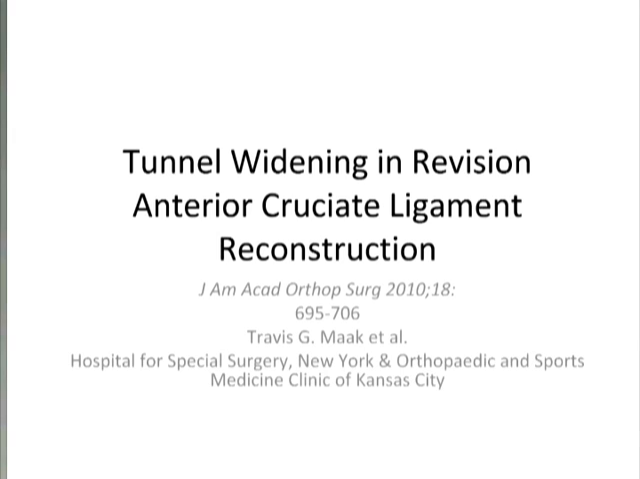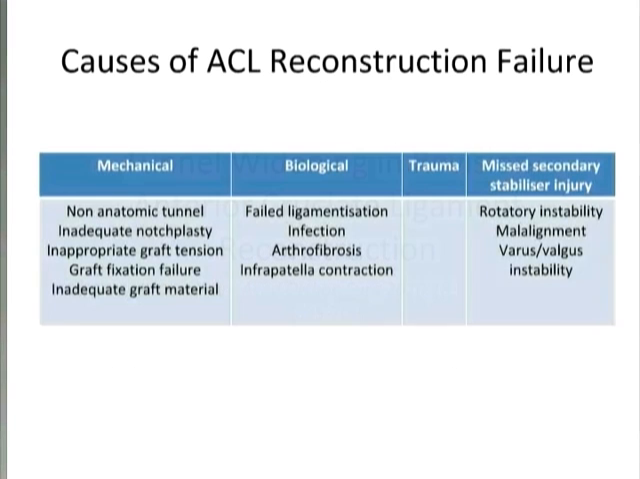So what are the causes of ACL reconstruction failure? Well, they're split into four main classifications: mechanical, biological, new trauma, and a missed secondary stabilizer injury. So the mechanical problems can be a non-anatomic tunnel, an inadequate notchplasty, inappropriate graft tension, graft fixation failure, or paucity of graft material. The biological problems can be failed ligamentization of the graft, infection, arthrofibrosis, and infrapatellar contractions.